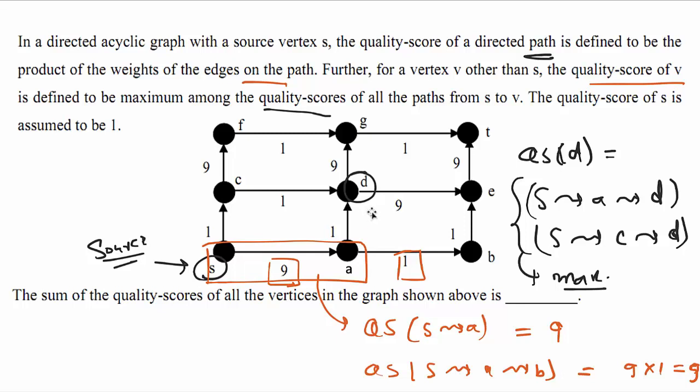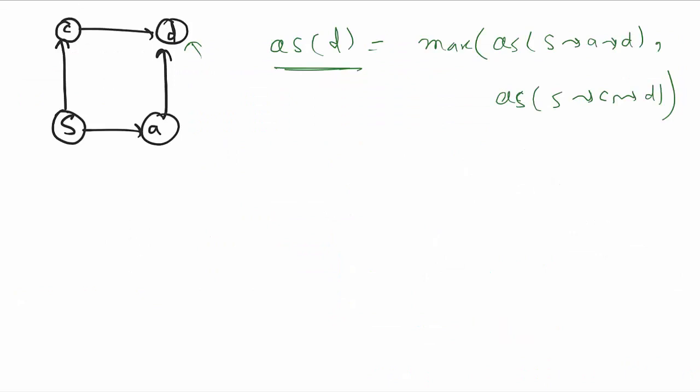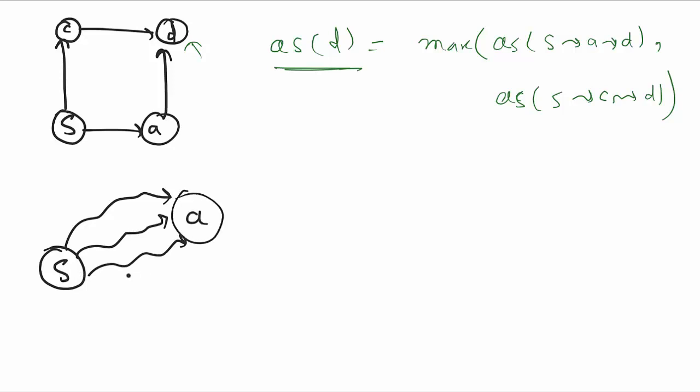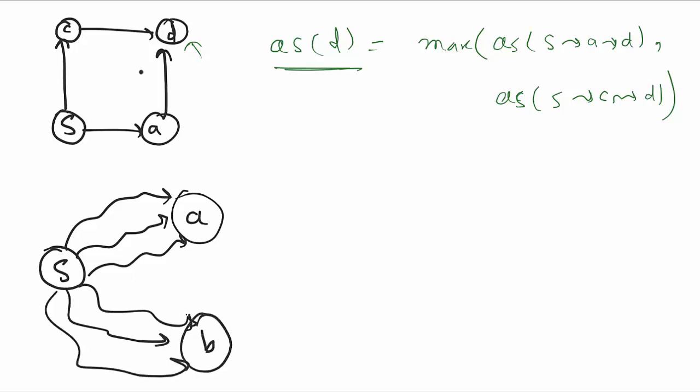Okay, so before doing that, let me show you a simple property that we can follow here. See, S is a source vertex, and there could be multiple paths from S to some vertex, let's call it A, and similarly there could be multiple paths from S to B. Now if I ask you the quality score of A, then you will say whatever is the maximum from S to A.